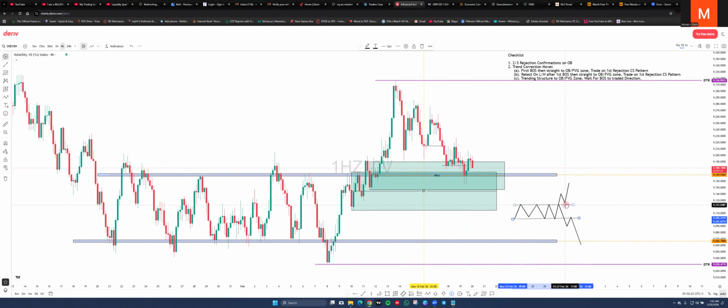Regardless, since there's an order block around this zone, it gives you a better confluence to take the trade. That is why I chose this particular order block here. It centers around the zone where we have the consolidation.